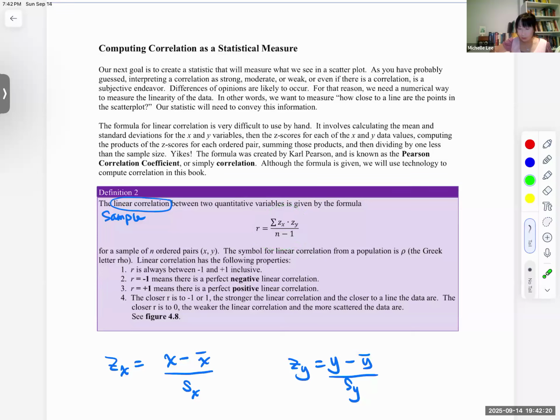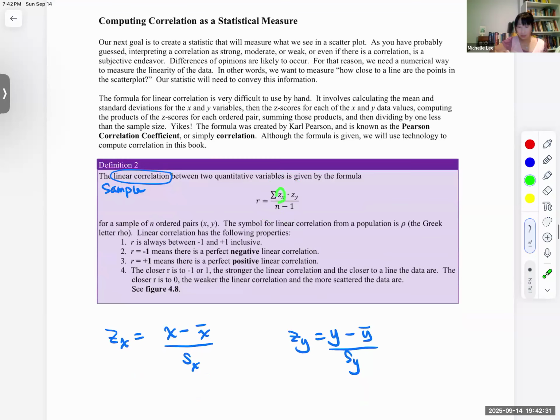So it's a summation of z sub x. All right, we know what the Z-score formula is, right? Z-score formula, we had x minus x bar over the standard deviation for the sample, right? That is one. But then we multiply by z sub y. What is z sub y? We never heard that, right?